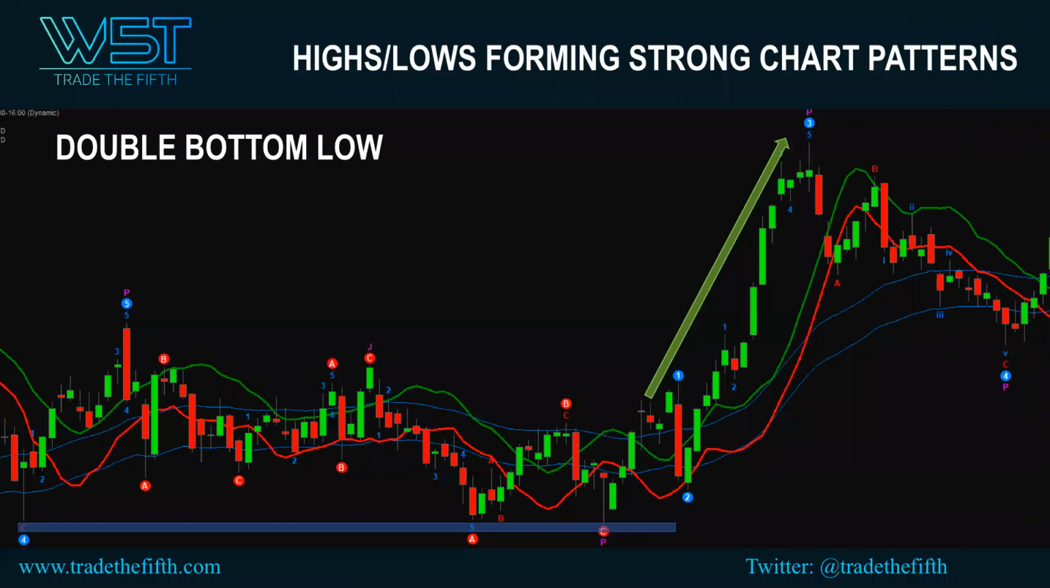And that's a third wave. That's how you trade the third wave as well. And then we've just pulled back on a wave 4.